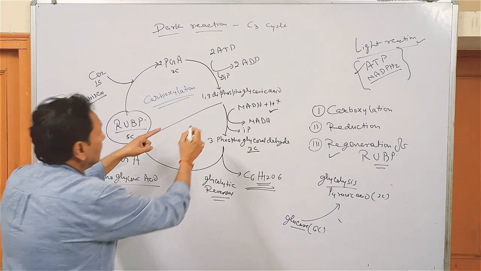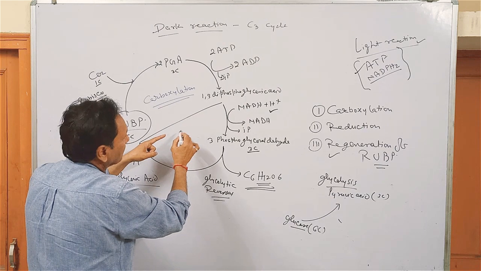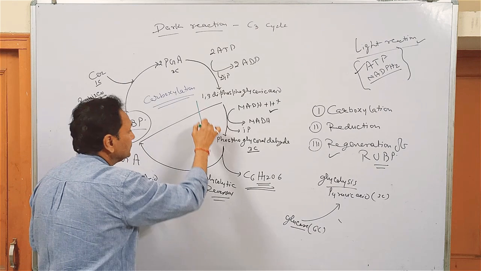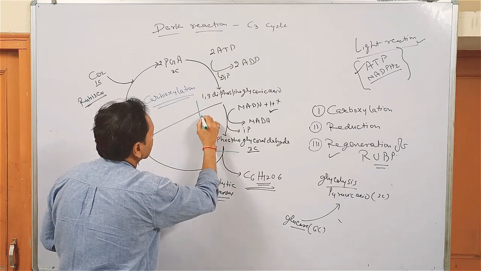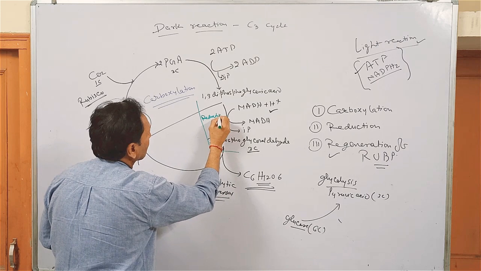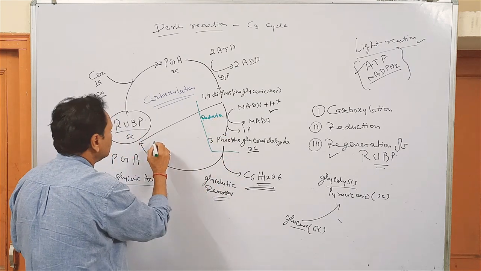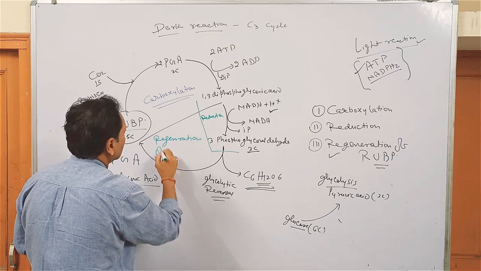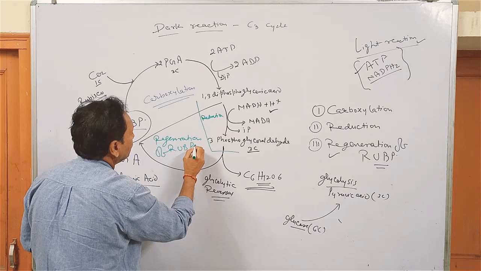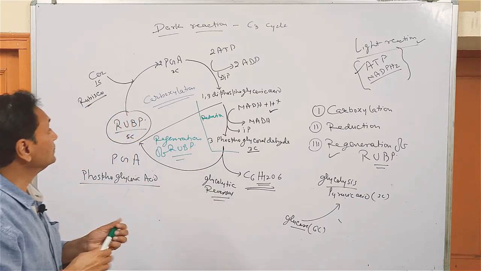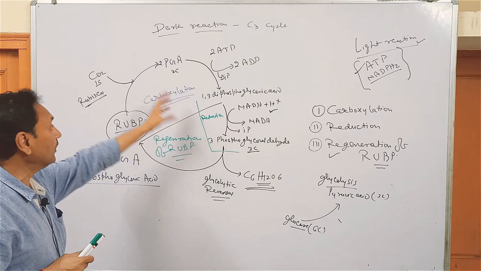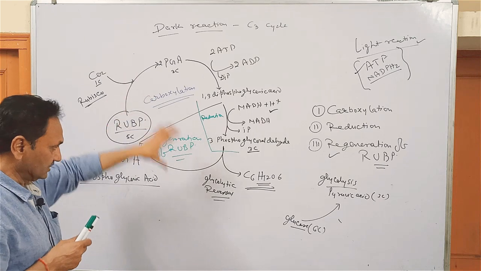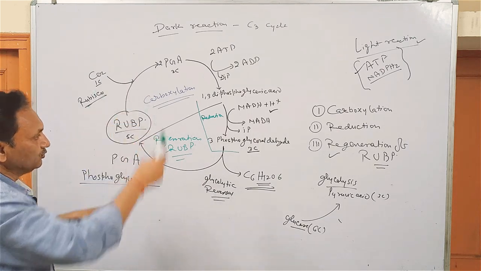Now, this process is called reduction, and this process is called regeneration of RUBP. In this process you will see that RUBP is involved in this particular reaction, and RUBP is reformed by this reaction, so it will be a continuous process.